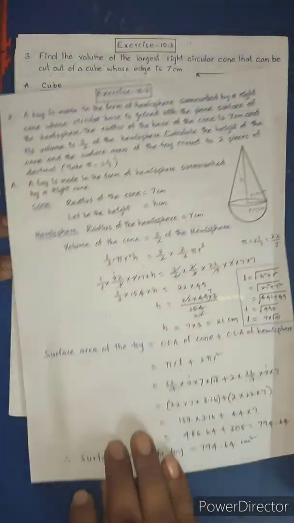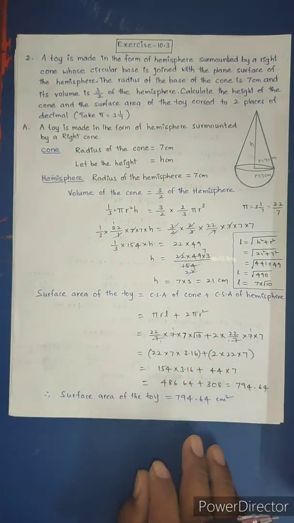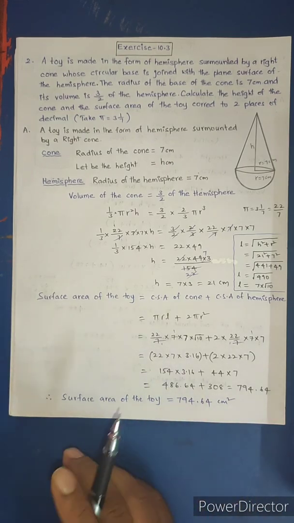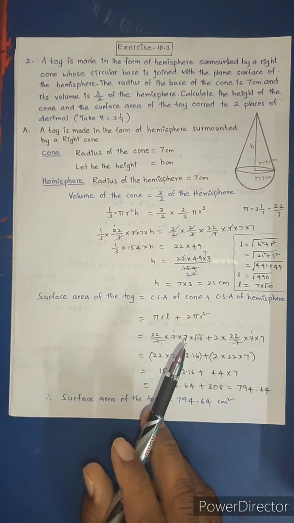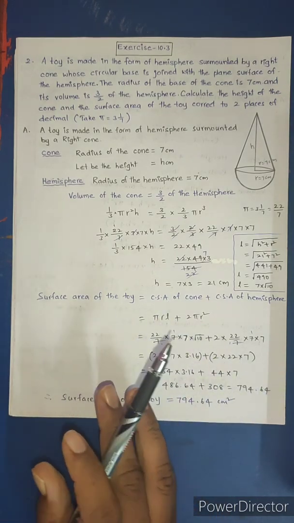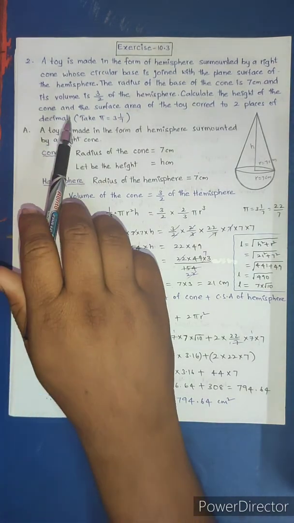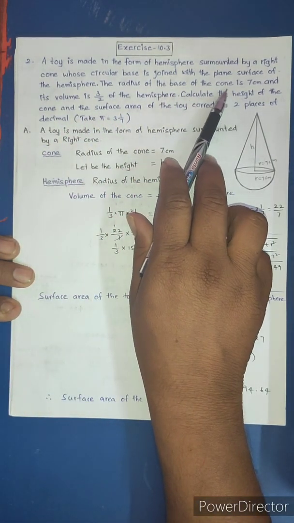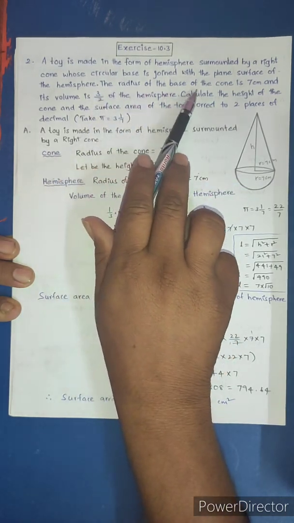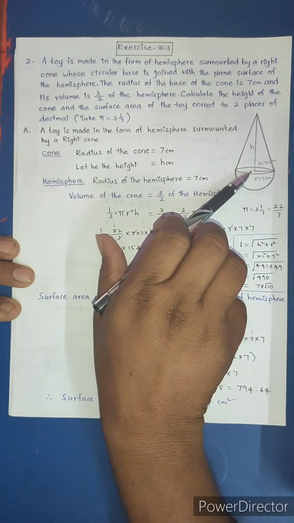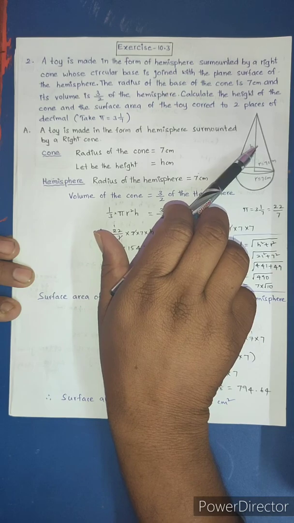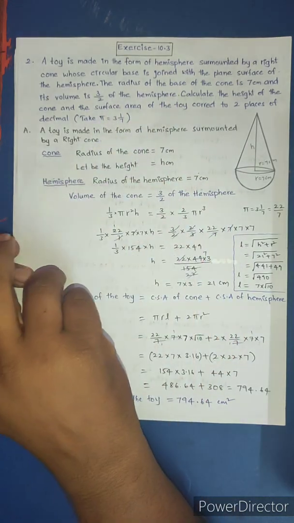First one completed. Now second one. A toy is made in the form of a hemisphere, means half of a sphere, surmounted by a right cone. This hemisphere is attached with one right cone whose circular base is joined with the plane surface of the hemisphere. The radius of the base of the cone is 7 centimeter and cone volume is 3 by 2 times of the hemisphere.